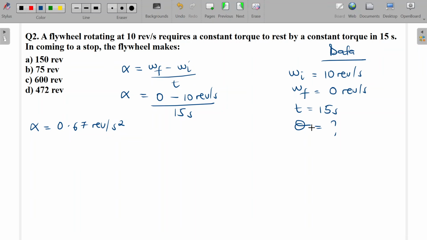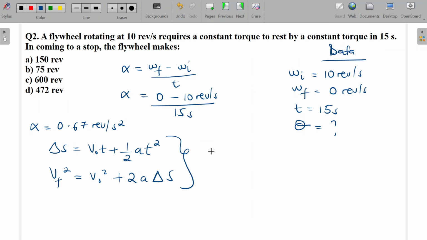Therefore, since they want you to find the theta, you're going to look at those equations of motion, and see which ones have theta. The second and third equations of motion have theta. From translation we have change in S equals V initial t plus 1 over 2 acceleration time squared. The other one is Vf squared equals V initial squared plus 2 a change in S.